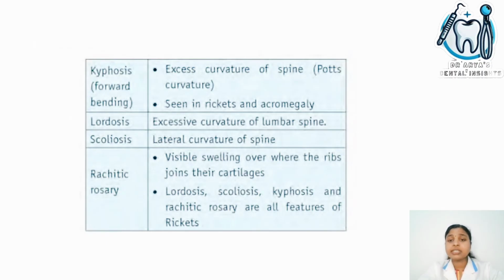So what is kyphosis? It is a forward bending, an excess curvature of the spine, that is Pott's curvature. It is seen in rickets and acromegaly. Lordosis is excessive curvature of the lumbar spine. Scoliosis is lateral curvature of the spine, and rachitic rosary is visible swelling where the ribs join their cartilages. Lordosis, scoliosis, kyphosis, and rachitic rosary are all features of rickets. Okay.